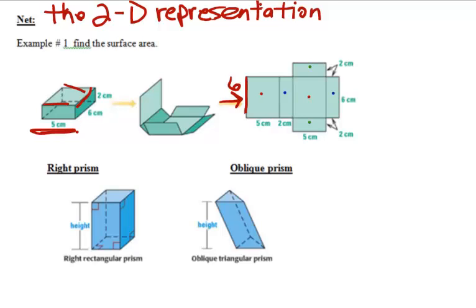So let's do the red pieces, which on the shape would have been the top and the bottom. So I have top and bottom, which were 6 by 5. That gives me 30. All right. The blue one is the left and right.